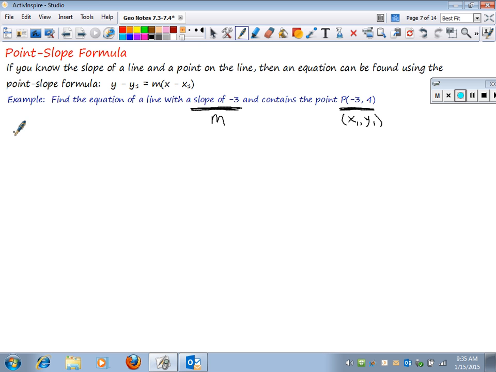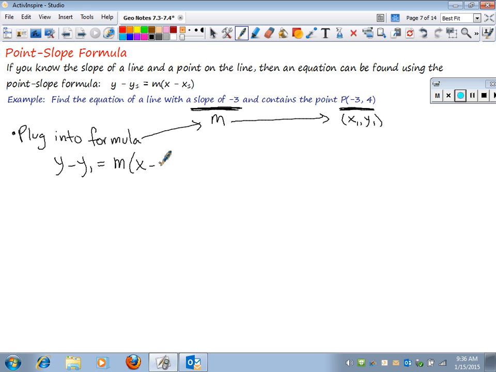So I'm going to plug all three of those things into the formula. This one and those two. We're going to plug them all into the formula. The formula is right here. y minus y1 equals the slope times x minus x1.